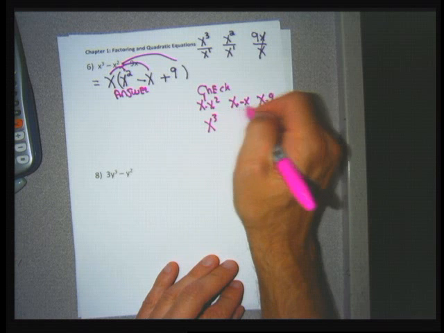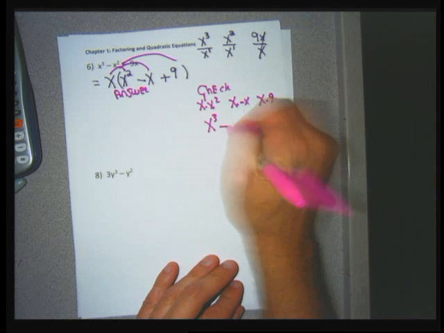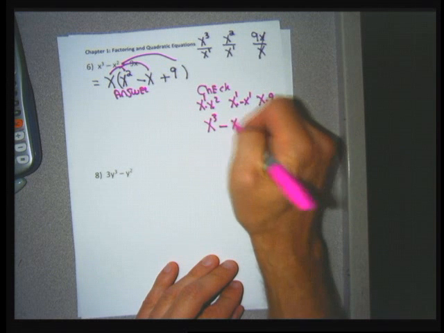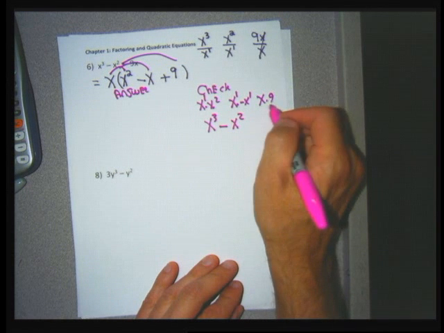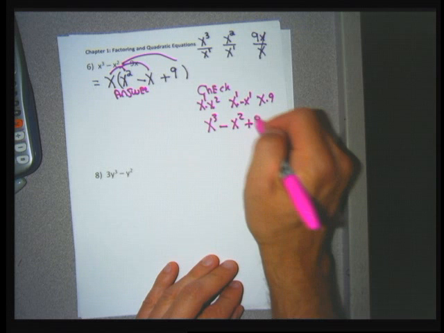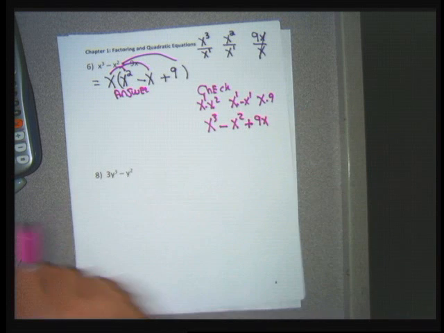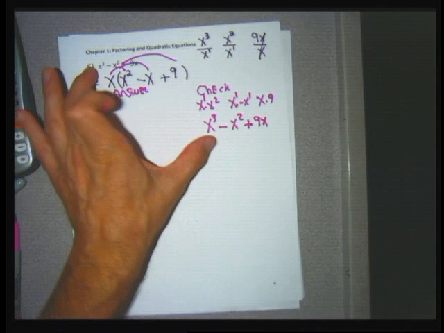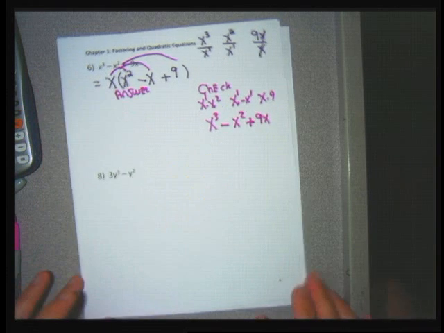Here, the second multiplication, I get a positive times a negative, so I get a negative. I add the exponents on the x's and get an x squared. The last multiplication are two positives, so I get a plus sign, and I'll just leave the 9 and the x written next to each other. So I've checked it, and I know my answer is right because when I multiplied it back, it equals the original problem.